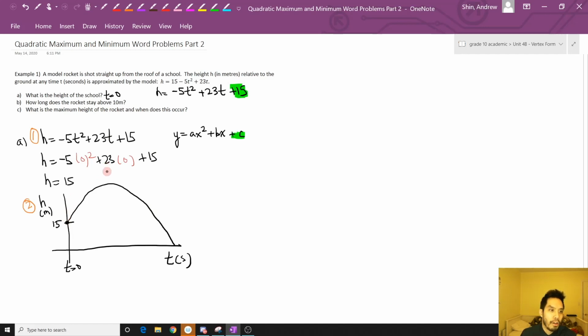So they want to know how long this stays above 10 meters. I'm going to say 10 meters is about here. And apparently, this rocket will, at some point, get below 10 meters and then hit the ground. So we need to find the time at which it is 10 meters. We need to find an associated time. So this is going to be part B here. Apparently, the height is 10 meters. We want to know the time. What is the time at 10 meters?